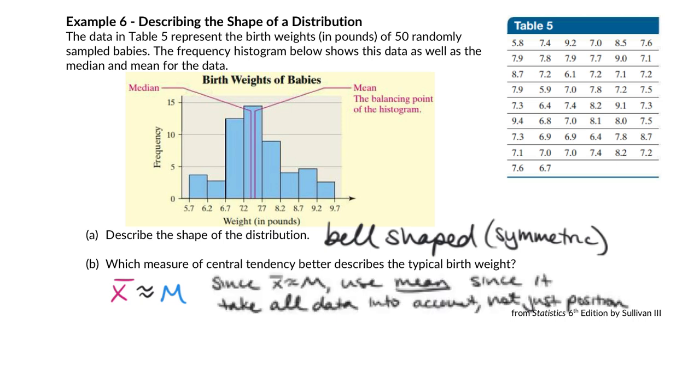However, if we had a skewed graph, we would want to report the median as the best measure of central tendency, because the mean would be affected by those extra large data points. So we have to start making decisions on what's the best way to report our data without being misleading to the people who are reading our conclusions.